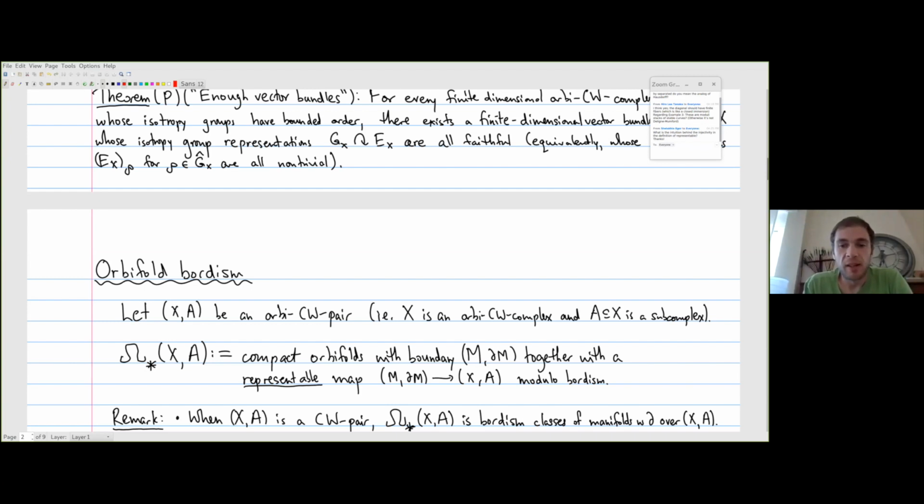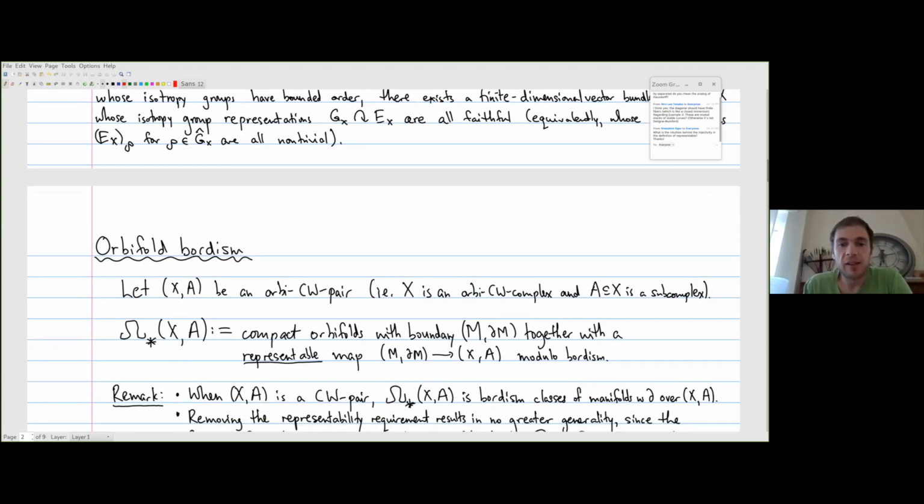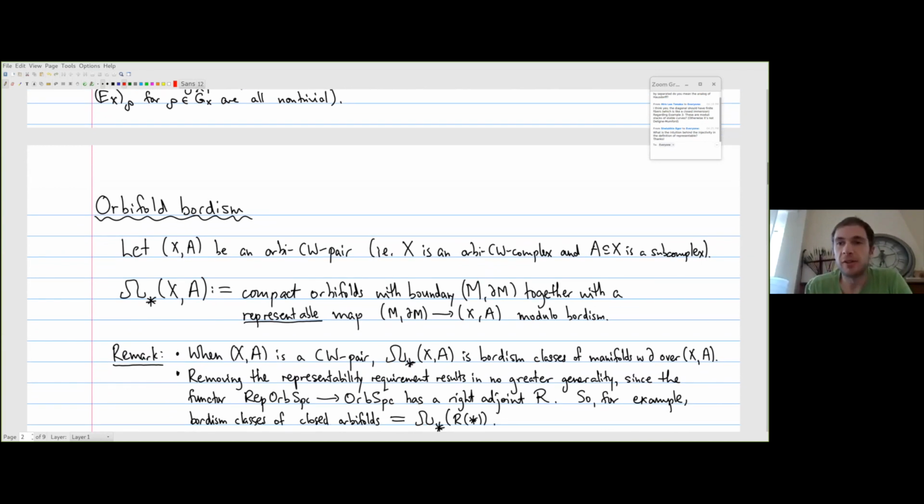So when you take this definition and restrict it to ordinary CW complexes, you get bordism in the usual sense. So in that sense, it's a very natural generalization of bordism to the Orbispace context. And the other comment about this requirement of representability is that even if you decide you care about all maps of orbifolds into your Orbispace, you don't want this restriction, the groups you get can be described in terms of the groups I've written down here, because of this adjointness property.